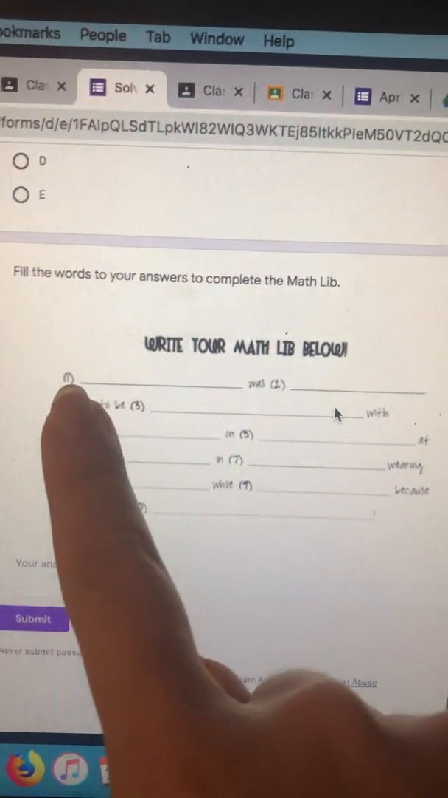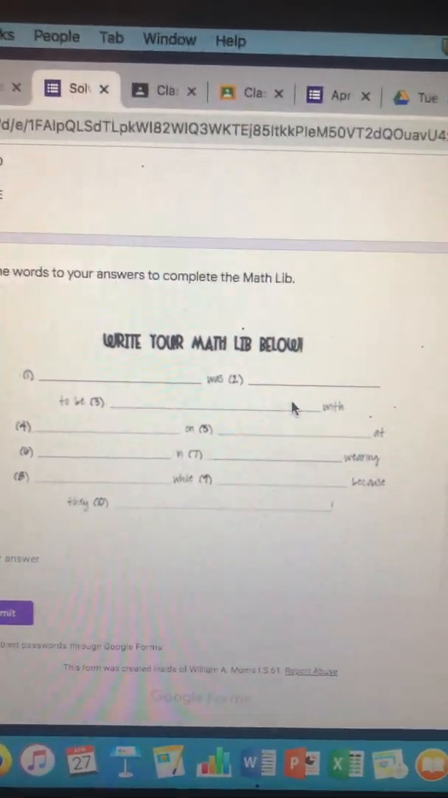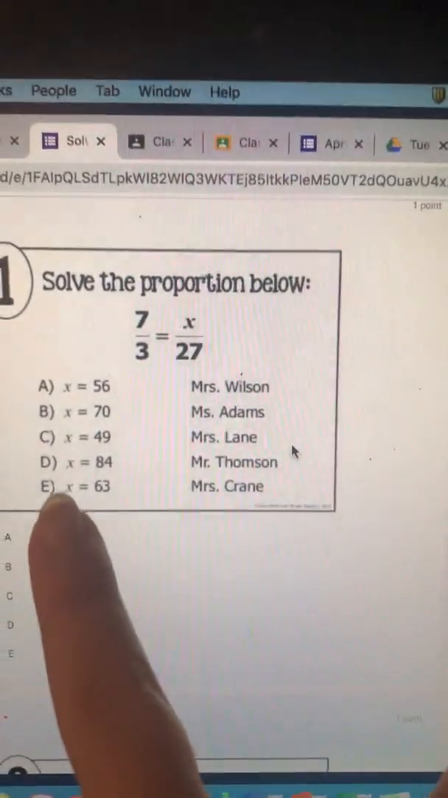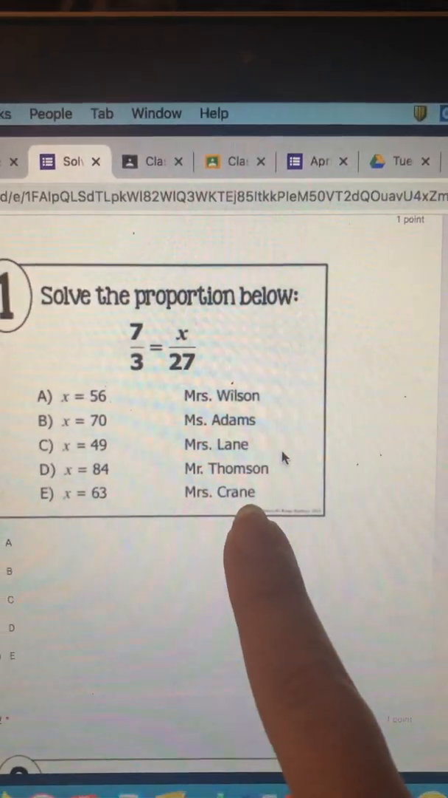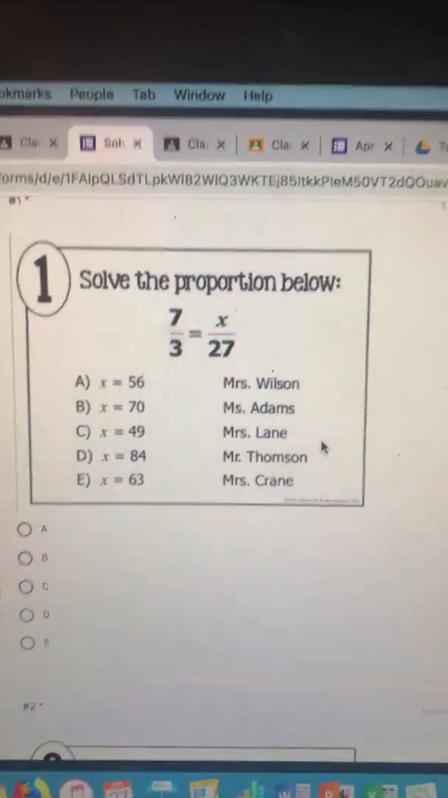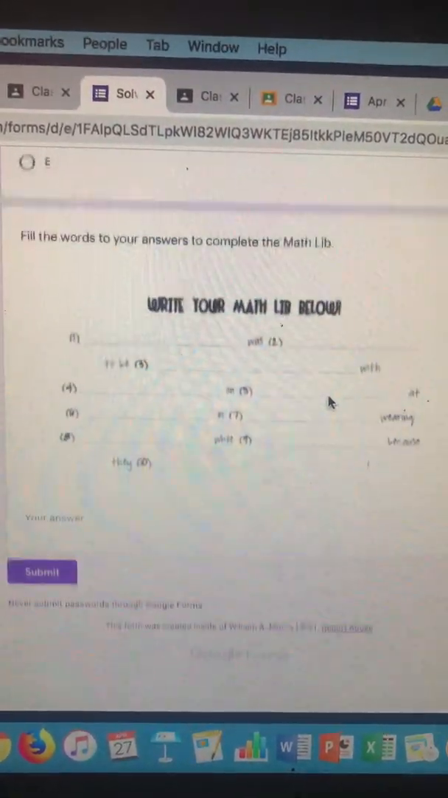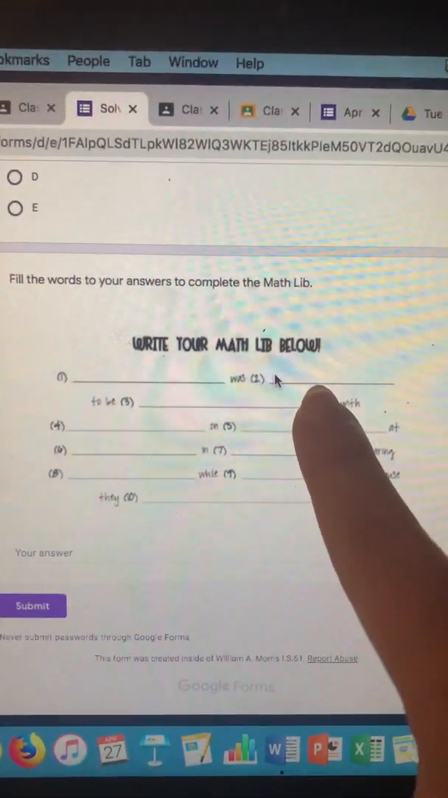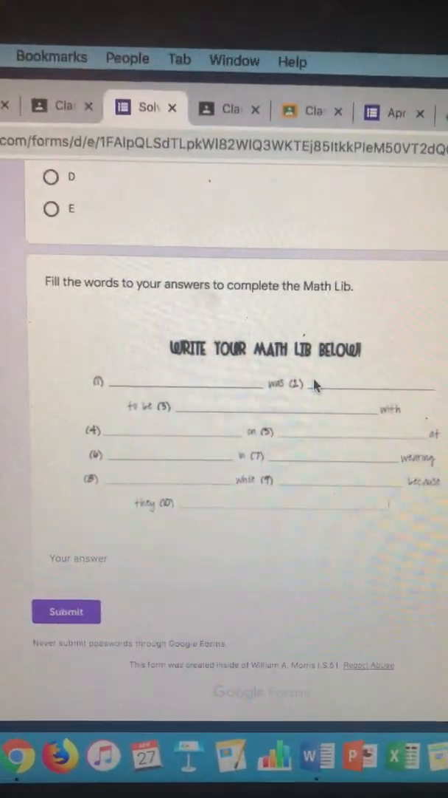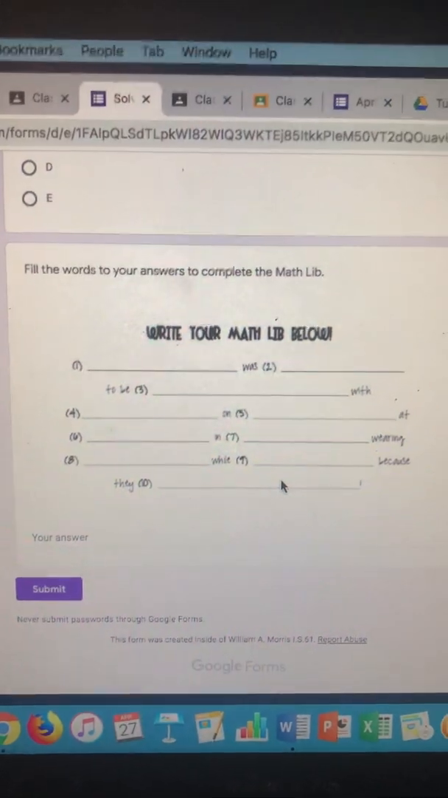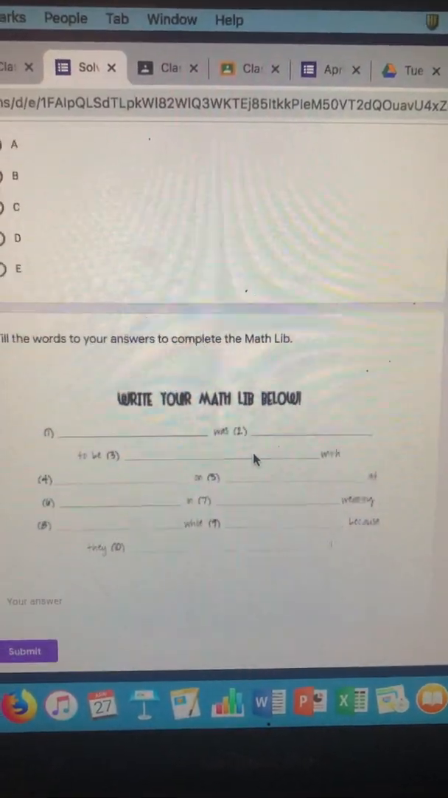For example, it says 1 here and there's a blank. If we go back to number 1, since we found that it was E, we're going to fill in the blank with Mrs. Crane. And then you do that for all of the answers that follow. Okay, so you go to the Mad Lib. Here would be your answer for number 2, 3, and so on. I know a few of you were asking me about that the last time we did a Mad Lib, so I just wanted to explain that to you as well.